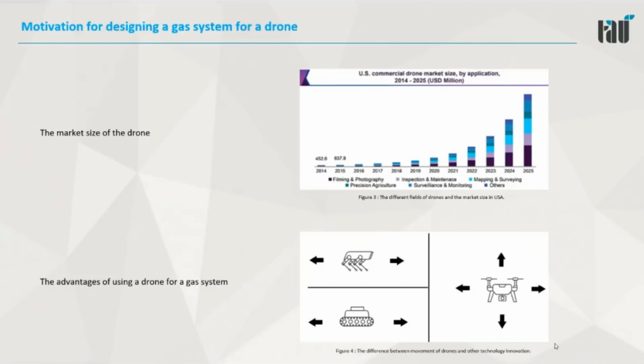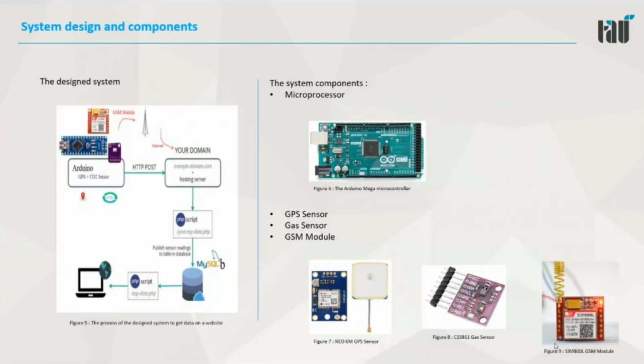For that, the idea came to use a drone, since drones are growing in market size and being used in different branches. It is also faster, cheaper, and can move in more directions than other technology innovations. It can also work with human beings away from the place that needs to be monitored, which means it is safer for us.